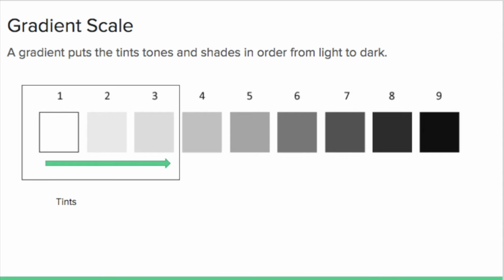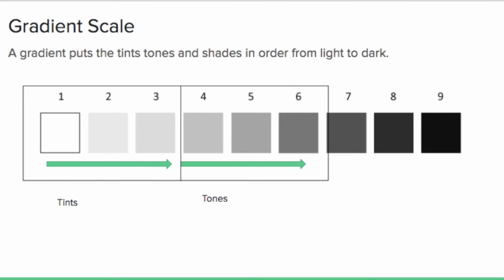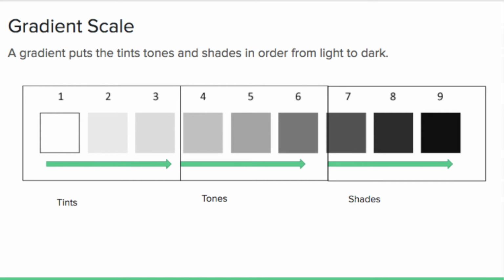So the first 3 colors in our gradient scale are tints because we added white to a color. The middle 3 are tones because we added gray to the color. And then our last 3 are shades because we added black to the color. You can use value using color or just by using white and black.